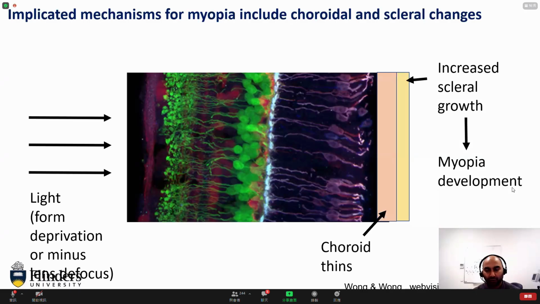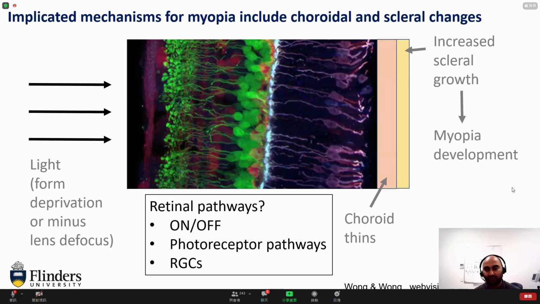But the question we are asking today is that because the retina is the first neurosensory layer, how are retinal pathways important in modulating ocular eye growth, and which are the important signaling pathways in that process? In today's seminar, I'm just going to focus on photoreceptor pathways.